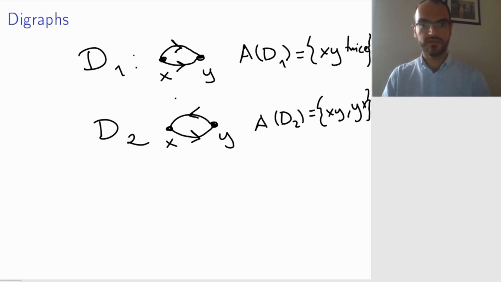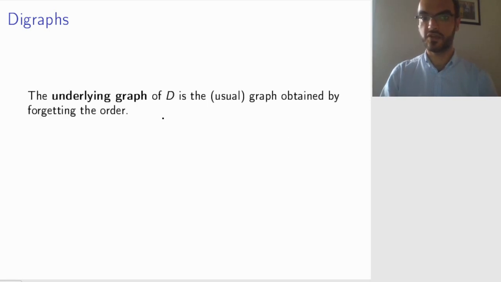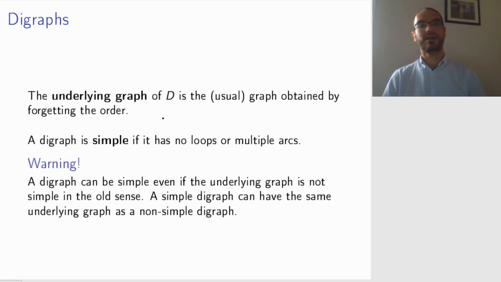So the underlying graph, if we forget about the arrows, is not simple because we have a multiple edge between x and y. But if we now look at them as digraphs, D1 is not simple because the arc xy, meaning the arc going from x to y, there are two such arcs. D2 is simple because it doesn't have multiple arcs. It has xy and yx, but these are not the same. xy goes from x to y, yx goes from y to x. So this illustrates that being a simple digraph can happen even though the underlying graph is not simple.